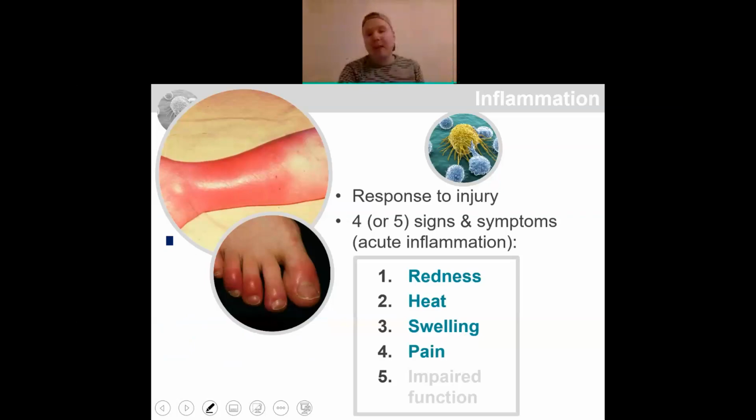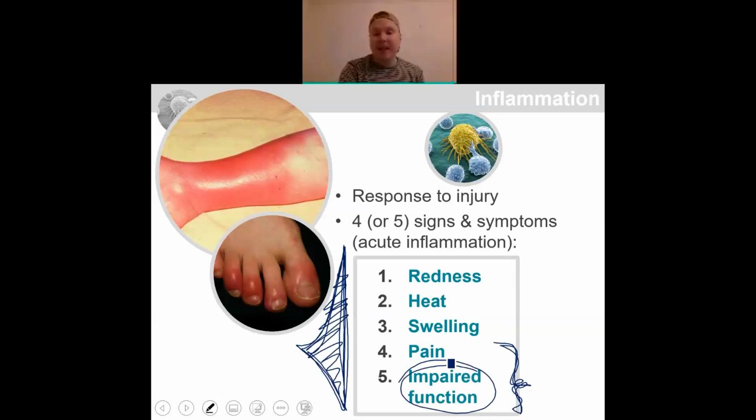The fourth sign and symptom is going to be pain. These sites where you have inflammation are usually very sore to touch. It hurts. And you might think, why is it good that I'm hurting? Well, it tells your body not to use that part that's inflamed. That part needs to rest and heal. So it prevents us from using it, touching it. It gives it time to recover.